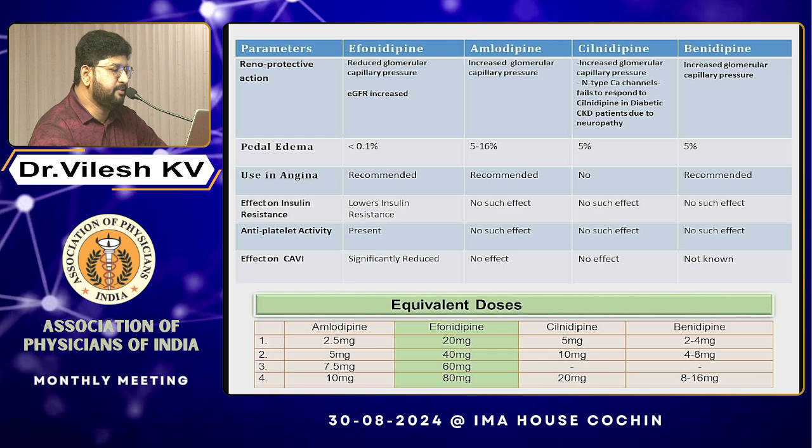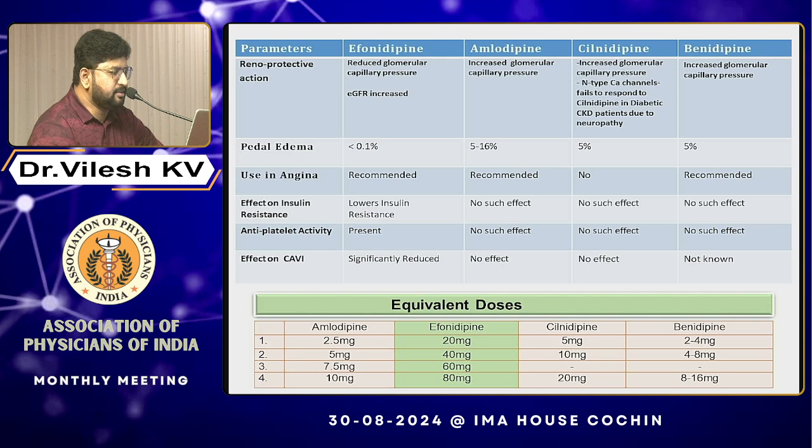But when it comes to side effects like pedal edema, we are looking more at amlodipine, at 5 to 16%, compared to the other drugs like efonidipine, cilnidipine, and benidipine, which you have already seen in practice, the cause of which we explained before: the arterial vasodilation of amlodipine because of the L-type channel. When you look at use in angina, the other three drugs are recommended, cilnidipine is not. Effect on insulin: it lowers insulin.